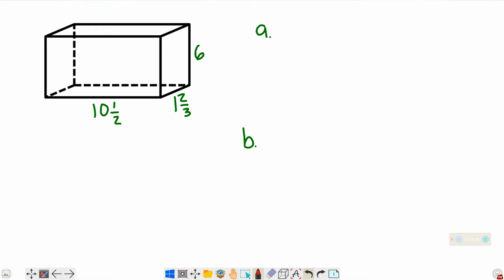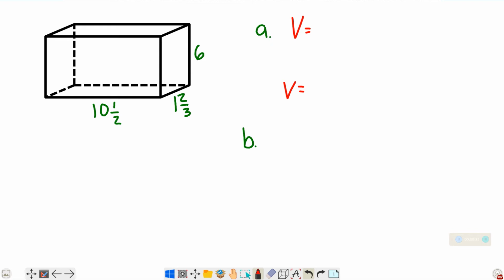Write numerical expressions to represent the volume in two different ways and explain what each reveals. So in part A, we need two different ways to write the volume. In the first one, we can do length times width times height, because that is the formula for a rectangular prism.